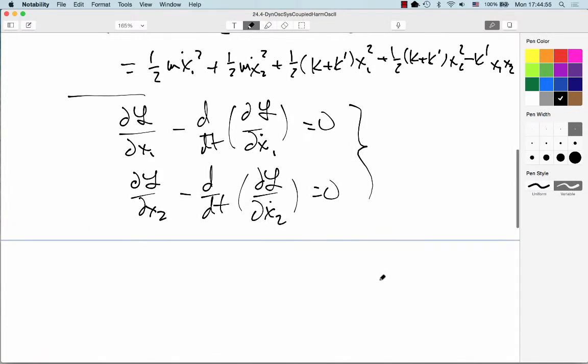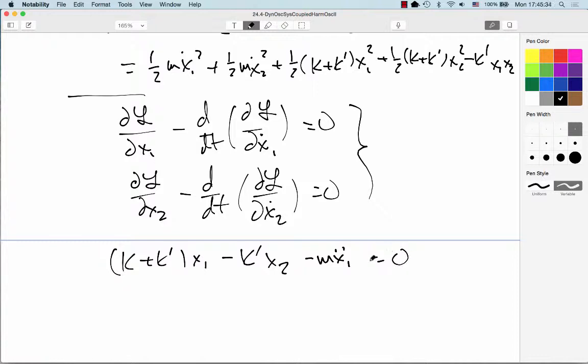So let's go ahead and evaluate that. What do we have with x1 in it? Okay, we've got this guy here. Bring down the 2, cancels the half. So we get (k plus k prime) x1. And then this guy here has an x1, so I'll have minus k prime x2 after I do that partial derivative. And that's it for the x1. So now we go looking for the x1 dots. It's only here, so bring down the 2 to cancel the half. So it'll be minus m x1 dot, but then we time differentiate, so we get x1 double dot, equals 0.